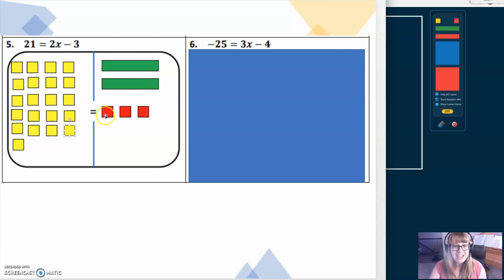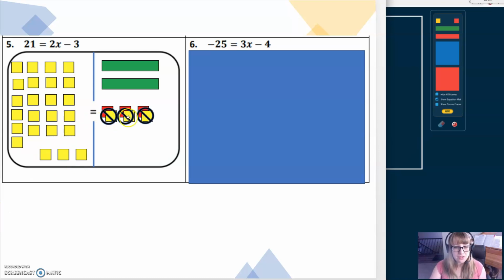Also, notice, how am I going to get rid of these 3 red tiles? Well, we get rid of those 3 red tiles by adding in enough of these positive unit tiles to zero them out. And whatever I do to one side, I have to do to the other side. So I added 3 to one side, adding 3 to the other side. So that's going to be our first step. Notice what happens. Again, those zero out, and here's the 3 that I added.